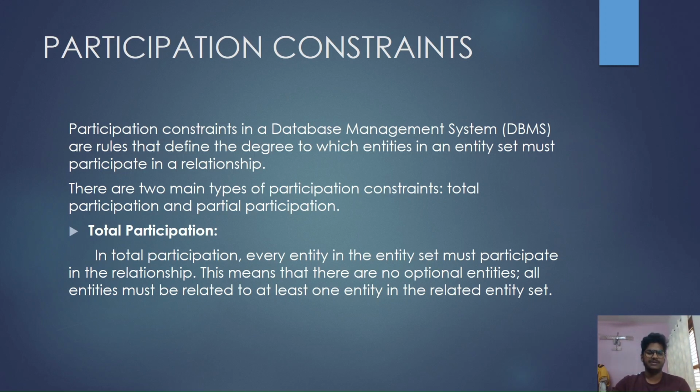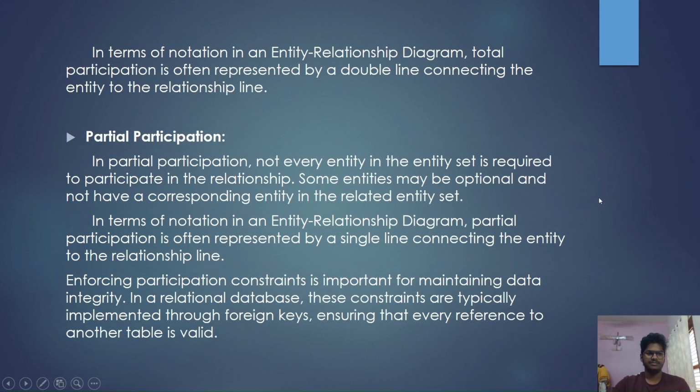Total participation. In total participation, each entity in the entity set must participate in the relationship. This means that there are no optional entities. All entities must be related to at least one entity in the related entity set. In terms of notation, in an entity relationship diagram, total participation is often represented by a double line connecting the entity to the relationship line.